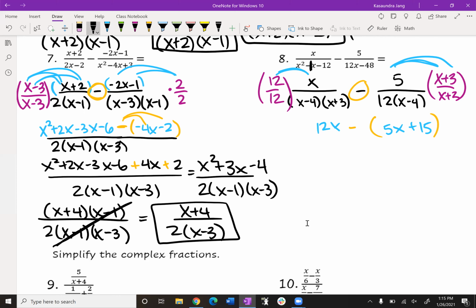Now, because we have common denominators, they each have the 12, the x minus 4, and the x plus 3. Because they have common denominators, it's going to stay that common denominator for the rest of the problem. But I was allowed to condense it into one fraction now because I have the common denominators.